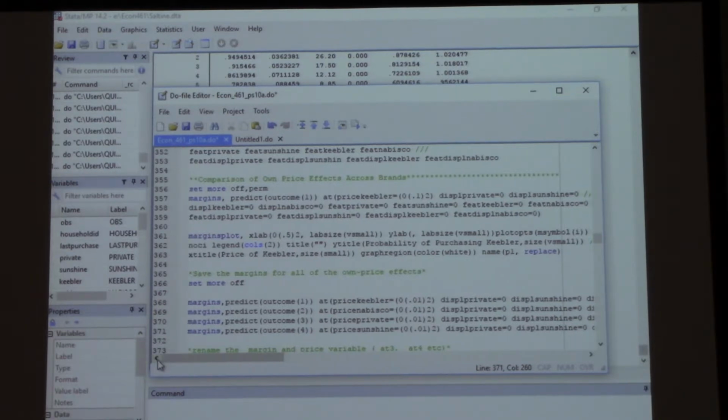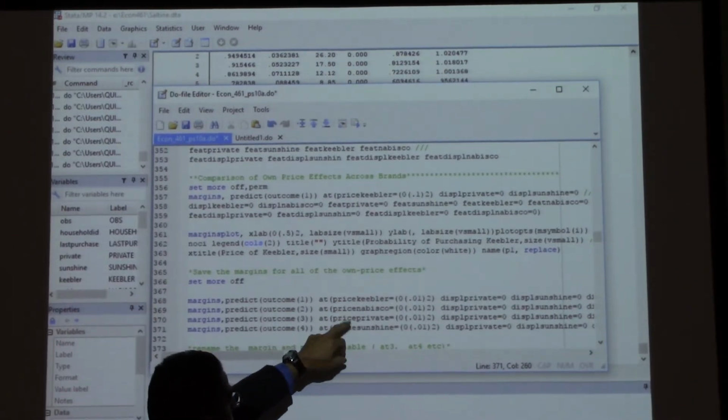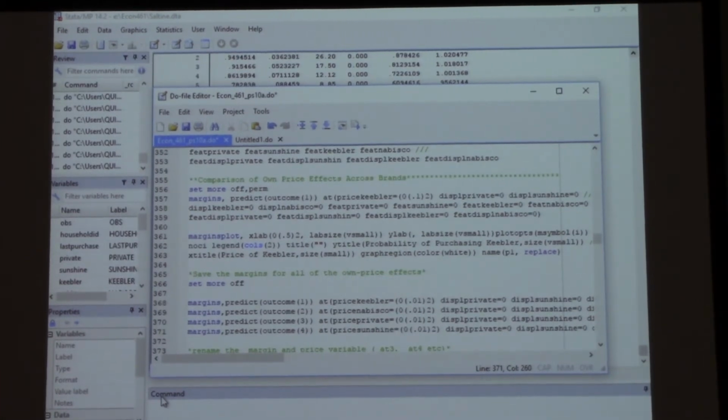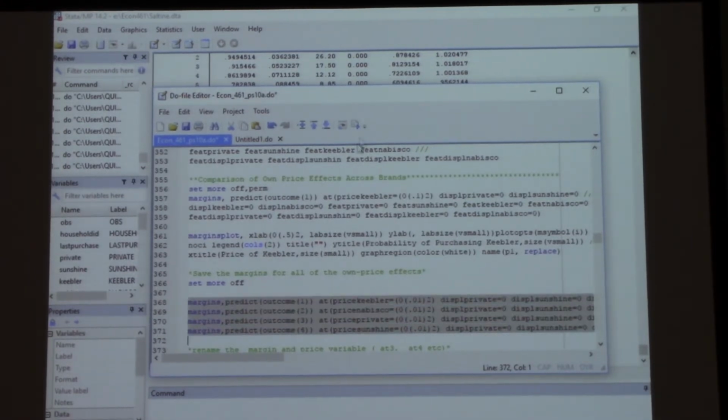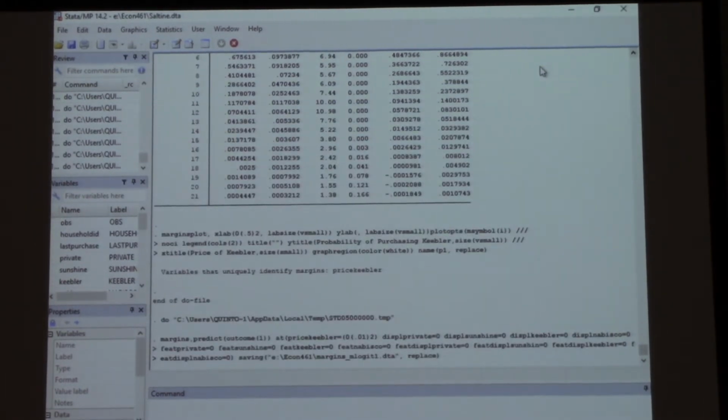All right, so what am I doing? I'm running the own price effects. So remember we wanted to compare those own price effects so we can compare the price sensitivity amongst consumers. And that's all we're doing here. I'm going to run these, and the nice thing is, this is copy and paste. I change this from outcome 1, 2, 3. I change this from price 1, 2, 3, which is Keebler, Nabisco, Private, and Sunshine. It's going to save all these outputs. It's thinking, it's doing math, it's dividing by something.